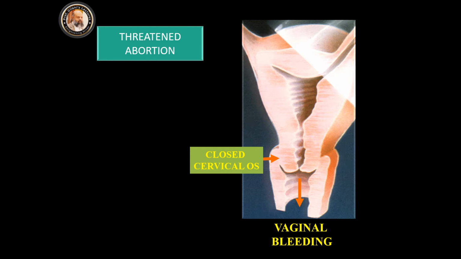It is defined as vaginal bleeding before the 20th week of gestation in the setting of a positive urine or blood pregnancy test with a closed cervical os, without passage of products of conception and without evidence of fetal or embryonic demise.